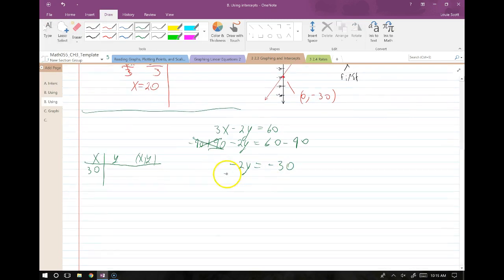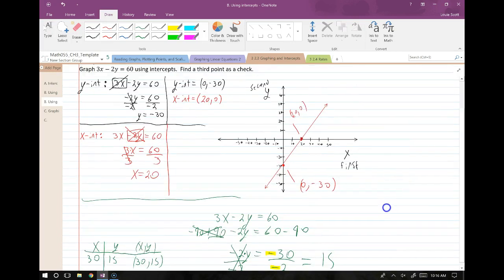Okay, divide both sides by the full coefficient of y, right? We're doing division now because the negative 2 is attached to the y by multiplication. All right, so divide both sides by negative 2. These guys cancel. I see that this is 30 over 2, which is equal to 15. I'm also going to notice that I have 2 negatives, which are going to cancel each other out and make a positive. So 30 over 2 gives me a positive 15. So 30 corresponds to 15, and the point we're looking for is 30, 15.